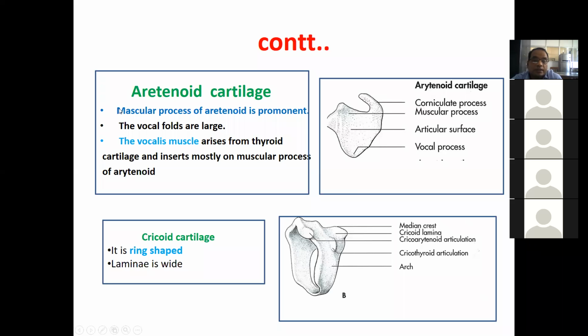Another important thing in the larynx of the horse is the presence of the vocalis muscles. Vocalis muscles are not present in the ox and the other species, but they are present in the horse. So what about the cricoid cartilage? The cricoid cartilage in the horse is ring-shaped, and the lamina is wide.